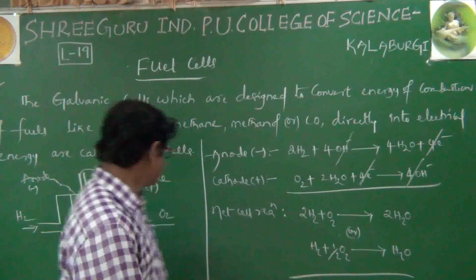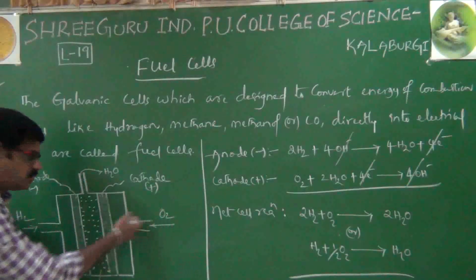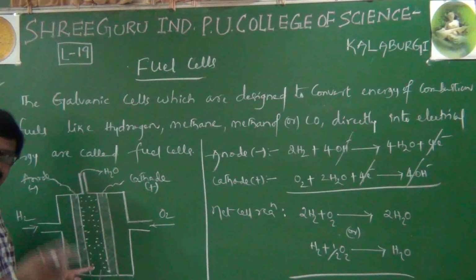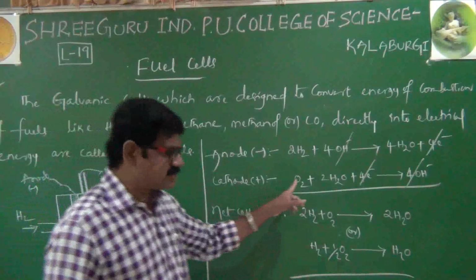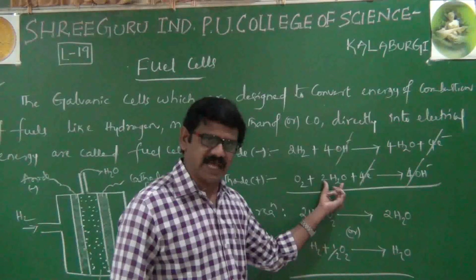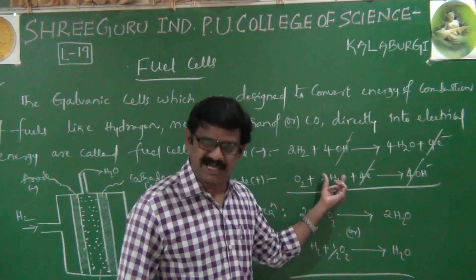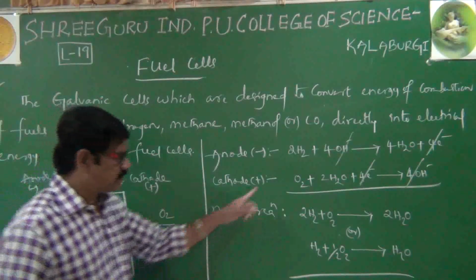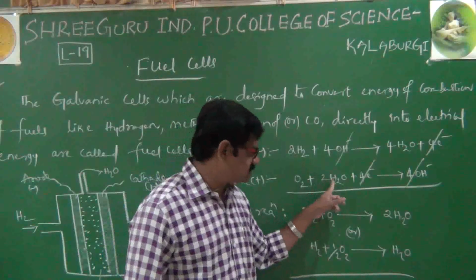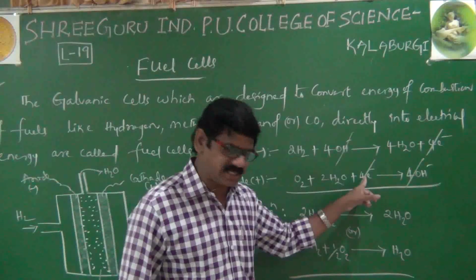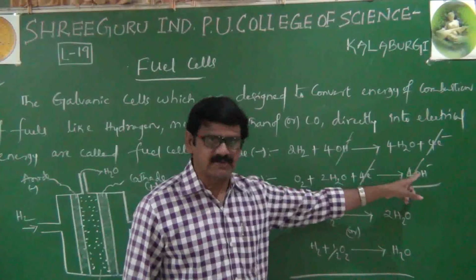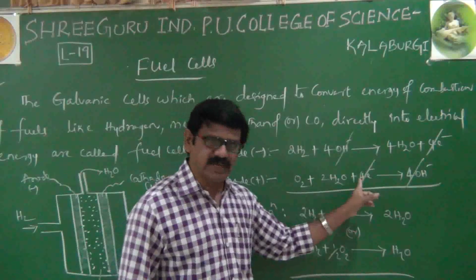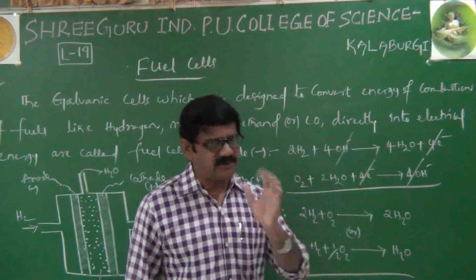Cathode. See here, oxygen also in the presence of an electrolyte undergoes reduction. H2O is part and parcel of the electrolyte, because we have used the word aqueous. Oxygen in the presence of an electrolyte undergoes reduction, taking electrons and converting to OH minus. For balancing purposes, 2H2O and 4 electrons, 4 OH minus are taken.